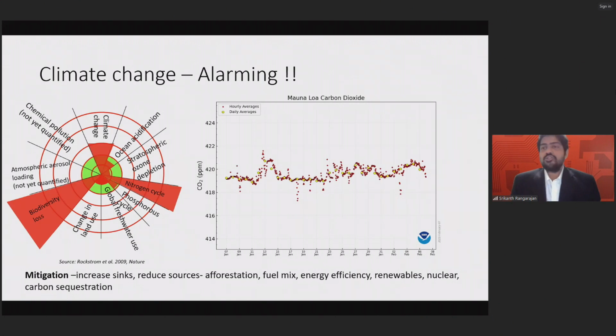So introduction. Climate change, as we all know, has been really alarming, and the amount of CO2 emissions we have been witnessing has been in a really high range. The mitigation strategies are very clear: we have to increase the sinks, reduce sources, and improve energy efficiency, renewables, and carbon sequestration. We are also seeing that this has become a real problem. And with whatever technology we are working on, climate change has to be a part of the objective.